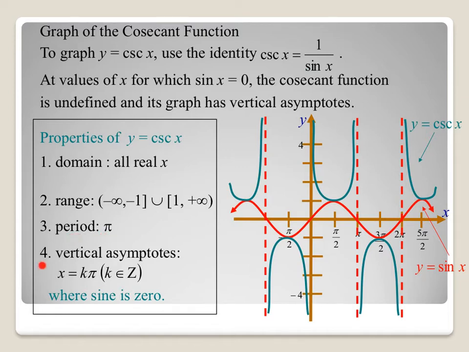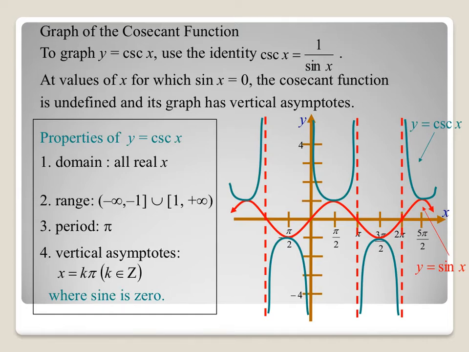And number 4 here, this important part, are vertical asymptotes. Those are going to happen at every multiple of pi. So at 1 pi, 2 pi, 3 pi, 4 pi, and so on. And the reason why it happens there is because that's where the sine curve equals 0. If you flip that, you get 1 over 0, which doesn't exist. That's why we have our asymptotes.